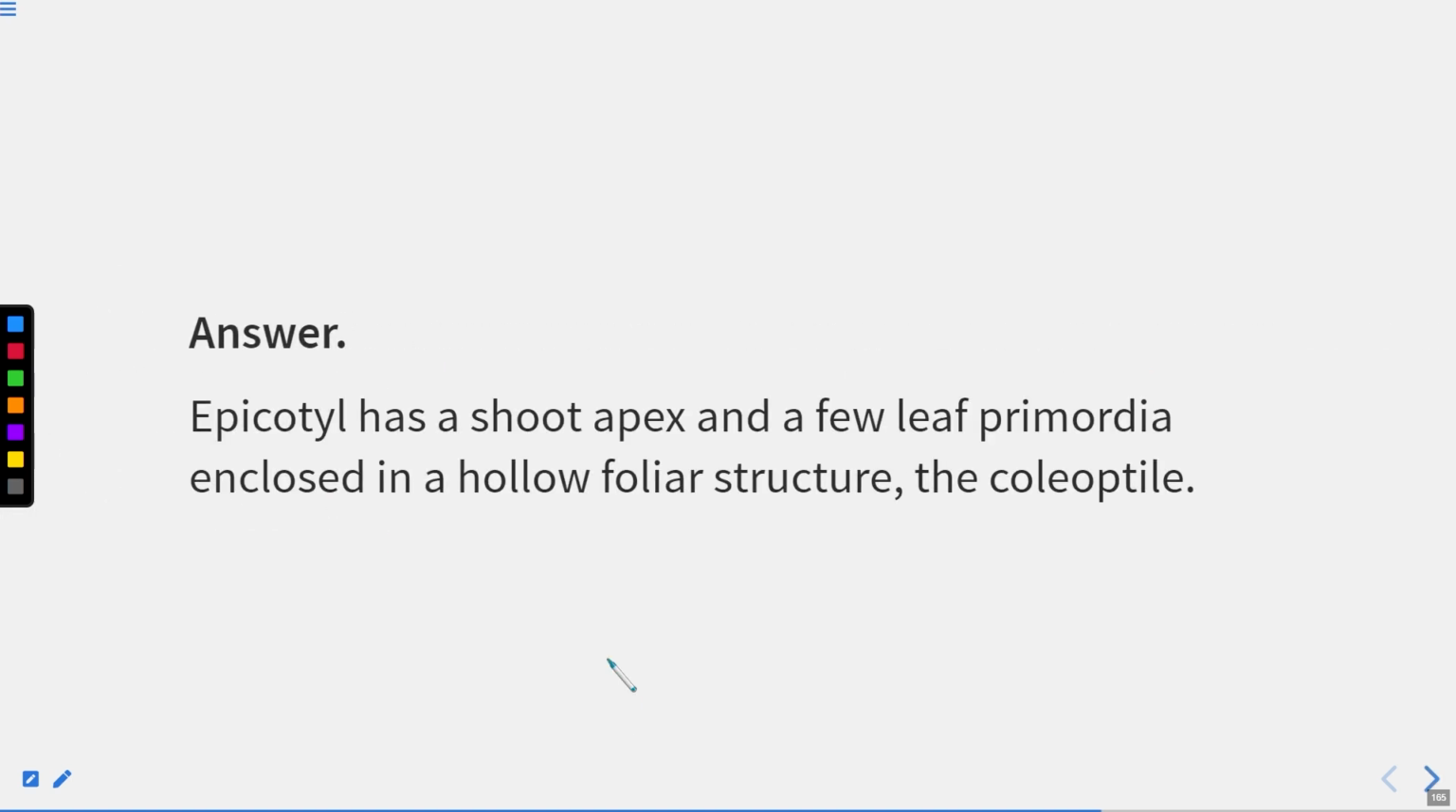The epicotyl has a shoot apex and a few leaf primordia enclosed in a hollow foliar structure known as the coleoptile. So the coleoptile is again a kind of sheath. Like the coleorhiza, the coleoptile is also a sheath that covers the shoot apex, or the shoot apical meristem.